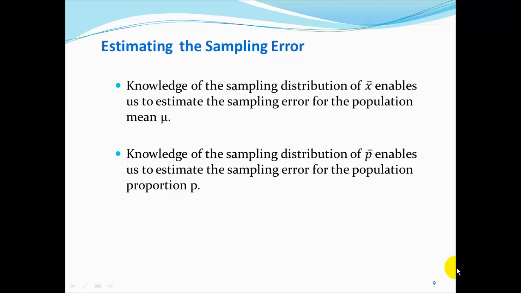We will use knowledge about the sampling distribution of x bar in order to estimate the sampling error for the population mean. We will also use knowledge about the sampling distribution of p bar in order to estimate the sampling error for the population proportion.